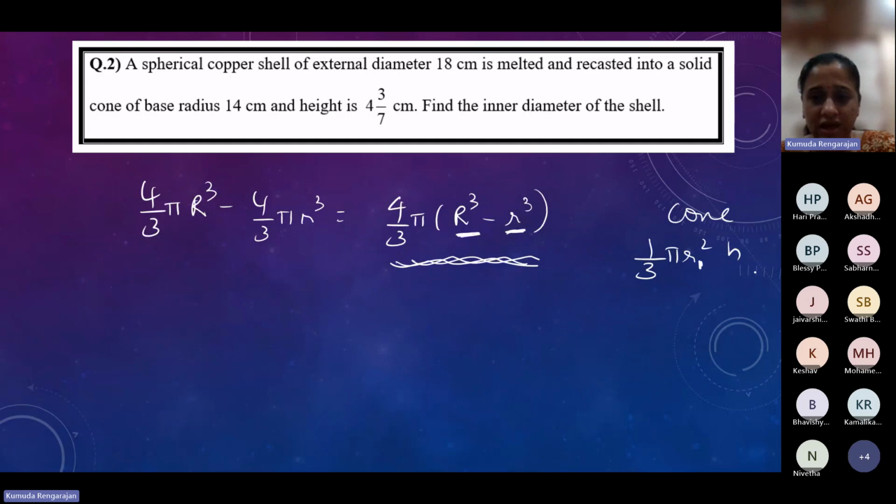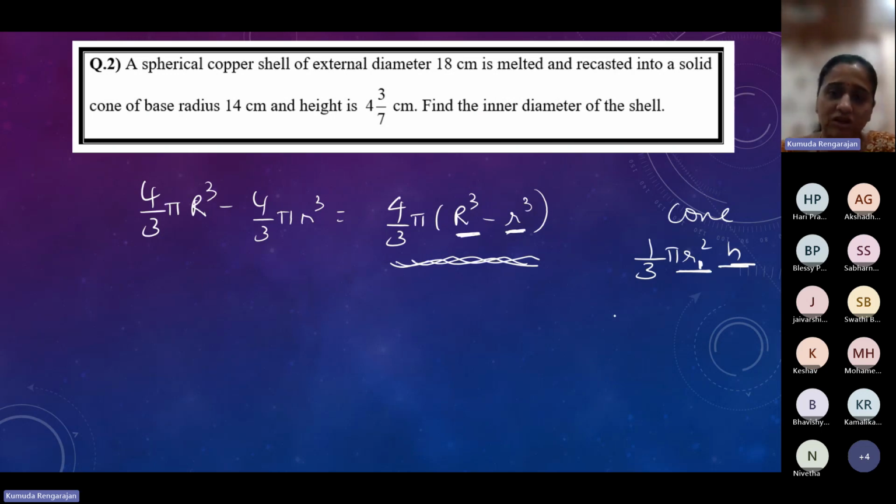So r1 square h. Again, we have the radius and height of the cone. For the cone, we know the radius and the height, so both are known, given in the question.